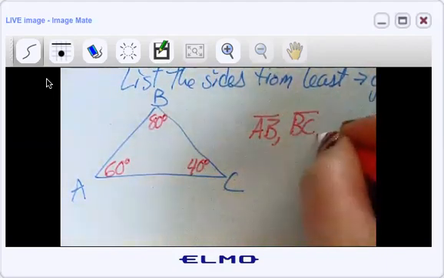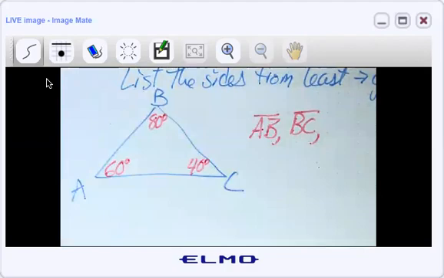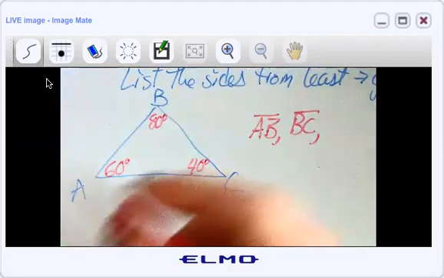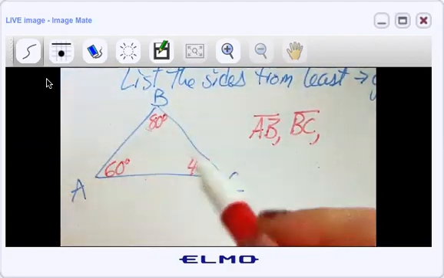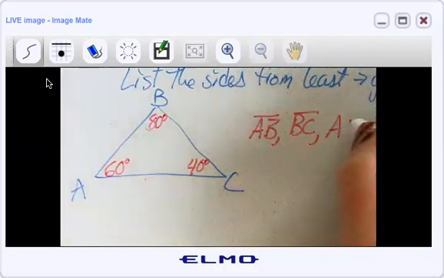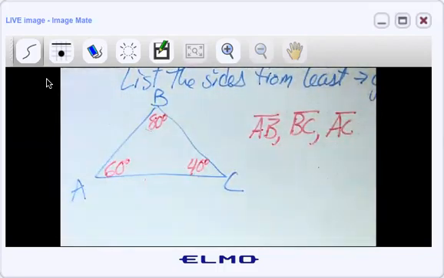And then, of course, our largest side is going to be across from our largest angle. So here's 80. AC is the one we're looking at here. Remember, you can name the sides of the triangle either way. So if you said AC or CA, that doesn't matter because a line segment could be named either way. So you're not going to get it wrong. If you said CA instead of AC, same thing. All right, let's try another one.